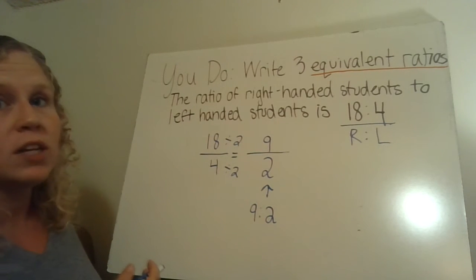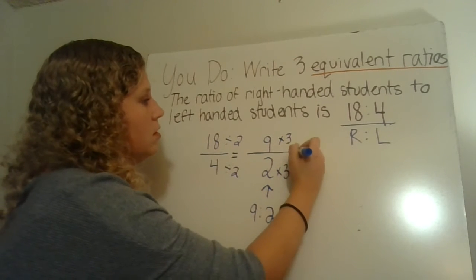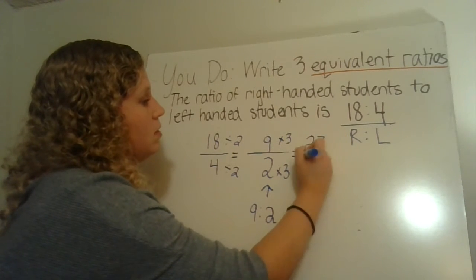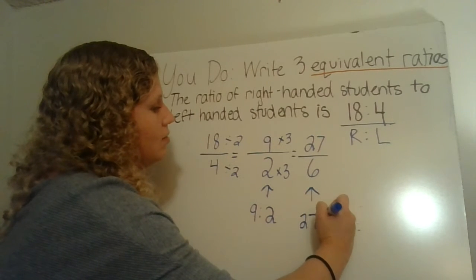Now I can manipulate this fraction again. I can choose to multiply by 3. 9 times 3 is 27. 2 times 3 is 6. So my second ratio I came up with is 27:6.